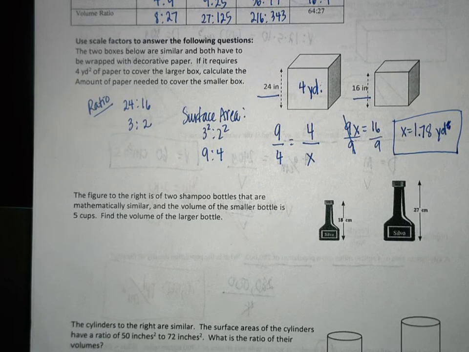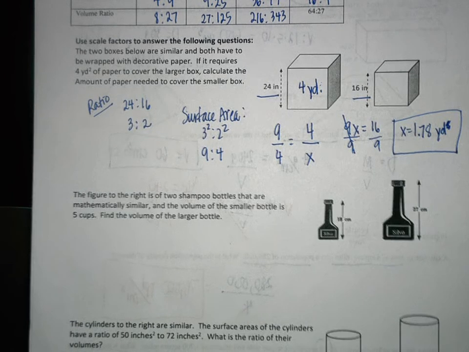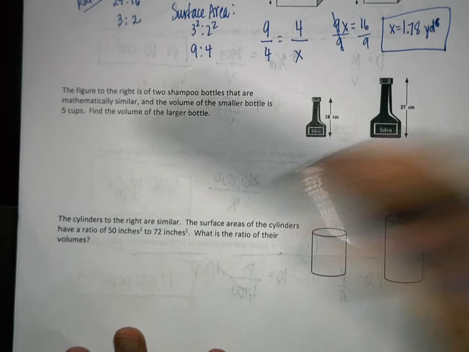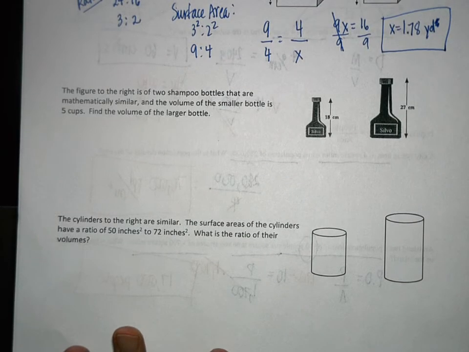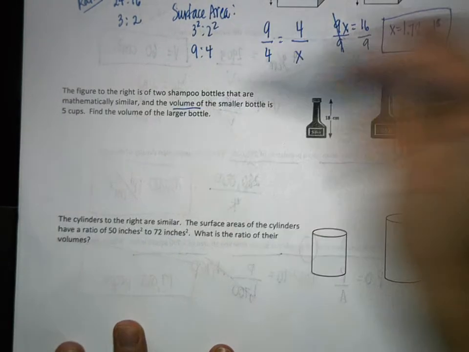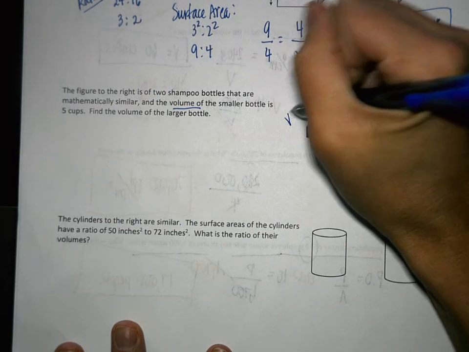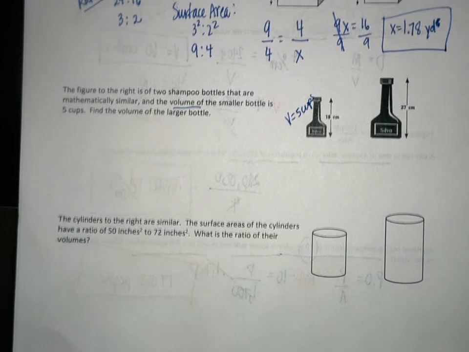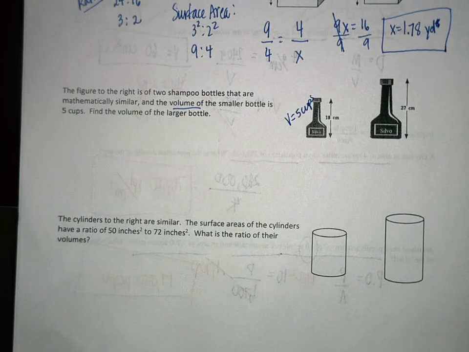All right. Any questions? Okay, next one. The figure to the right is 2 shampoo bottles that are mathematically similar, and the volume of the smaller bottle is 5 cups. So we're going to go volume equals 5 cups, and that is for the smaller one. Find the volume of the larger bottle.